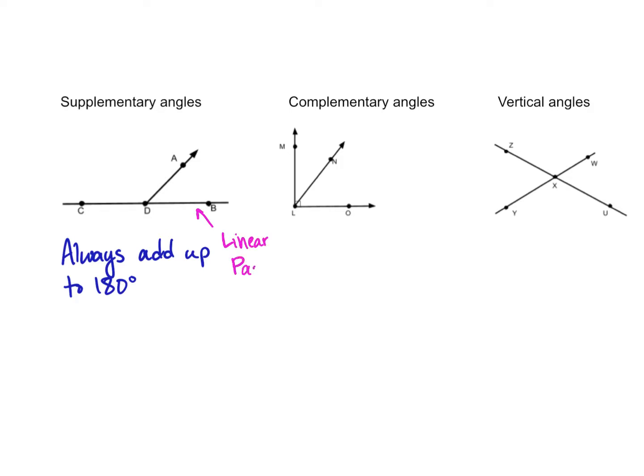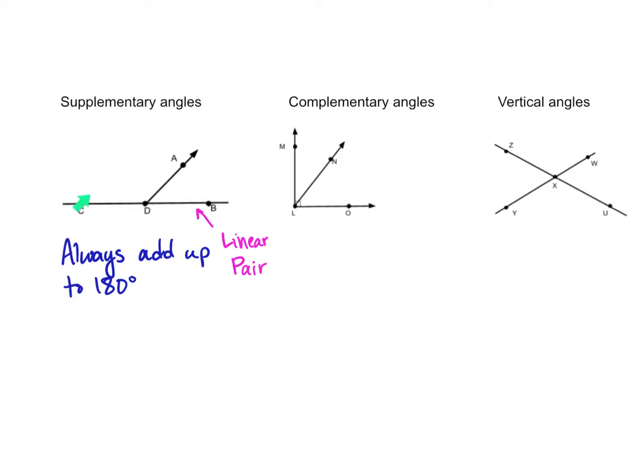So it's one of those situations where all linear pairs are supplementary, but not all supplementary angles are linear pairs. So you may have two angles that add up to 180, but aren't on the same line. They aren't adjacent. That's another piece of vocabulary we want to talk about.